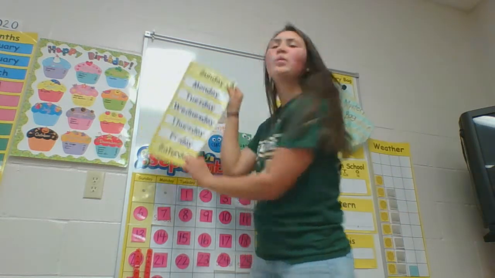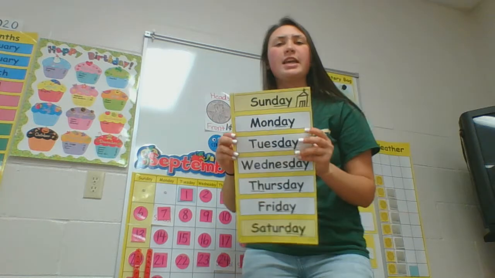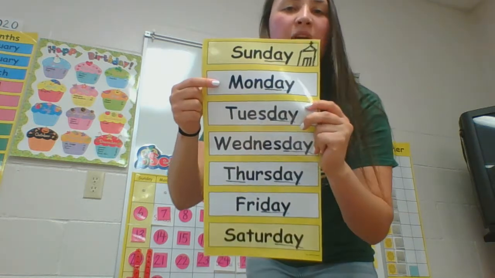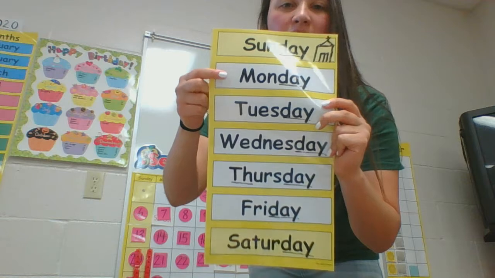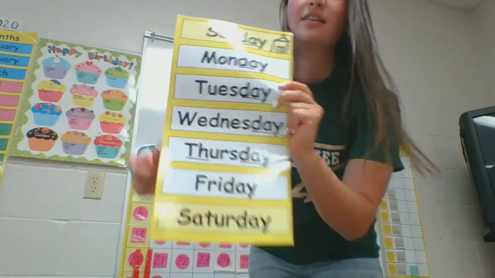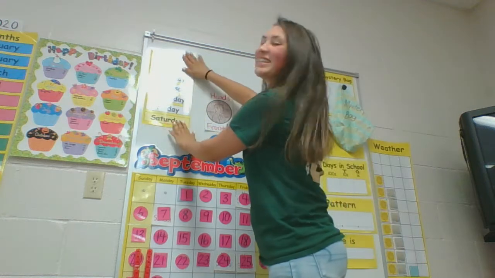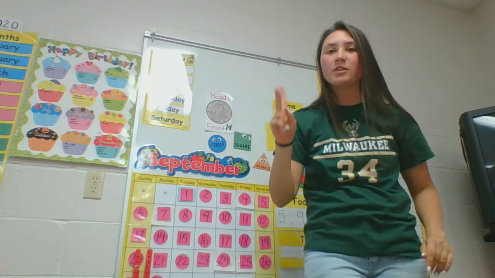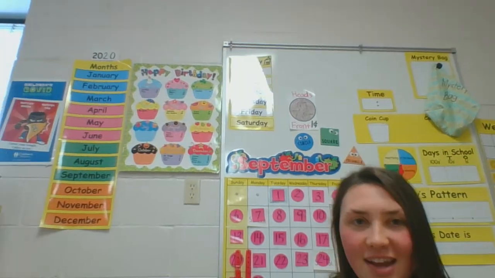Very good. And what is today? Yesterday was Monday, which makes today Tuesday. Say, today is Tuesday on 3. 1, 2, 3. Today is Tuesday. Very good. Moving on to months of the year.